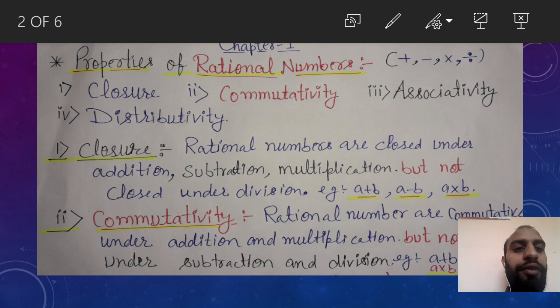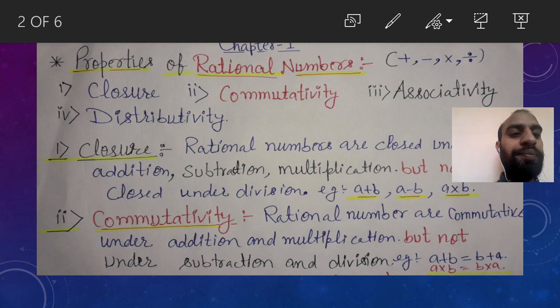You can see I have written rational numbers are closed under addition, subtraction, multiplication, but not under division. Example I have given: a plus b. That means you need to take any two numbers, add them, and after adding it becomes once again rational. If you are subtracting, once again you will get a rational number, and if you are multiplying two rational numbers, you will get a rational number. But in division it is not possible.